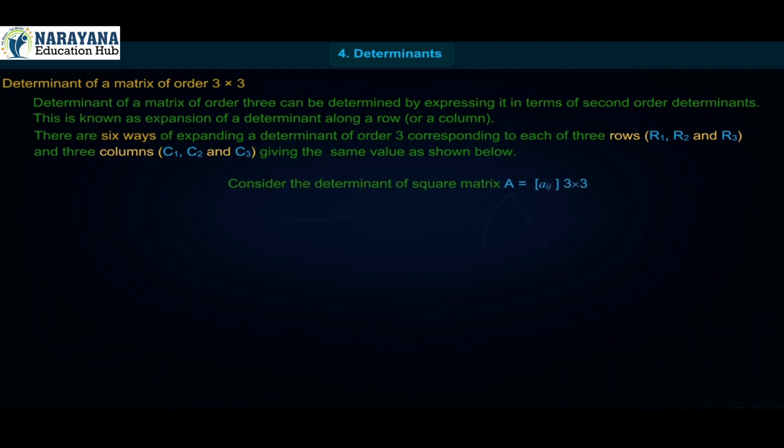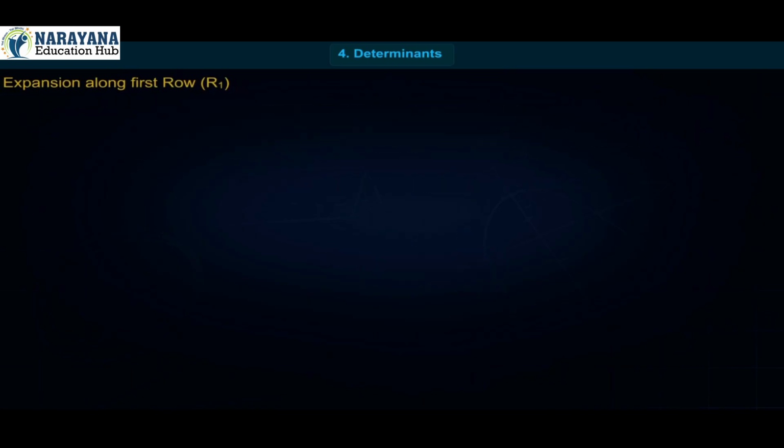Consider the determinant of the square matrix A = [aij] 3 by 3. That is, the determinant of A is equal to the determinant with rows a11, a12, a13; a21, a22, a23; a31, a32, a33. Expansion along first row R1.